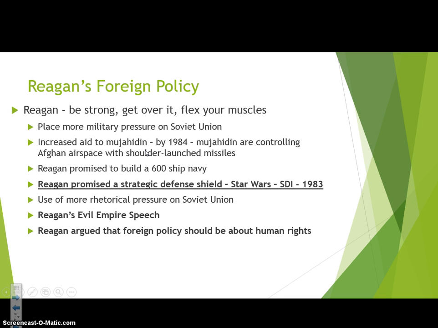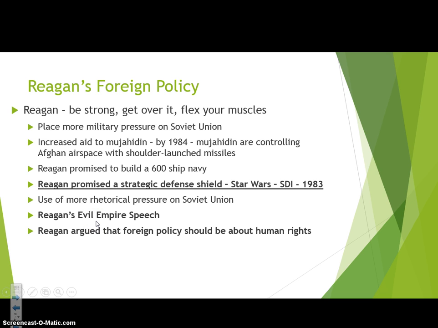Reagan's also going to build up a 600-ship Navy. He's going to even promise a strategic defense shield, which essentially could station satellites in orbit to defend U.S. territory against nuclear attacks using lasers. So he's promising all of this coming about in 1983. He even denounces the Soviet Union as an evil empire.